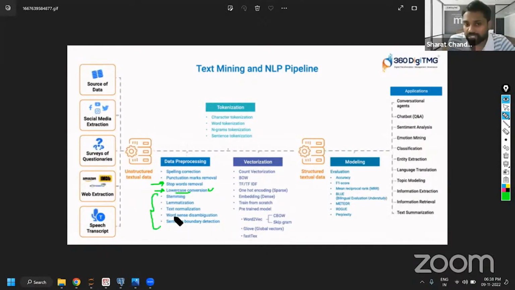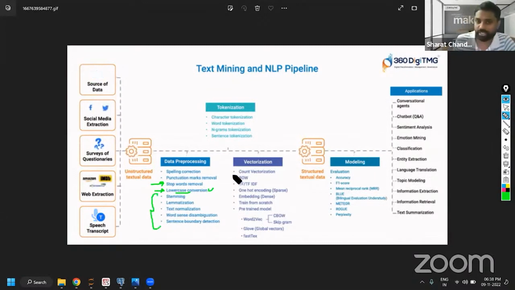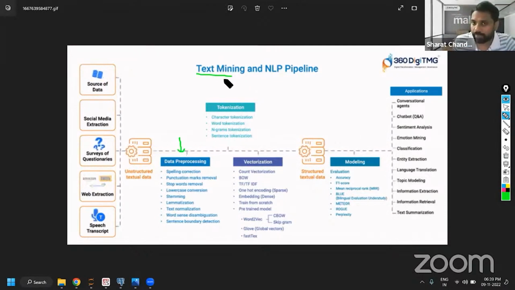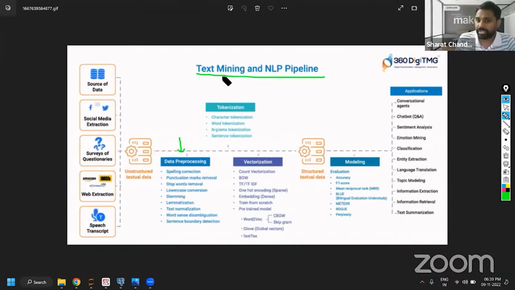Then we have some advanced techniques like stemming, lemmatization, word sense disambiguation. All these things that we are listing here are used for cleaning the text data. If I talk about text data, it is basically comprising of words, and each word has a meaning. But English sentences that are written, you have to understand that these sentences are written using space, right?